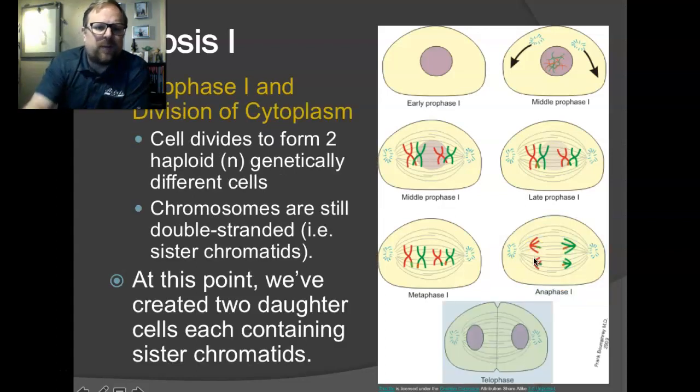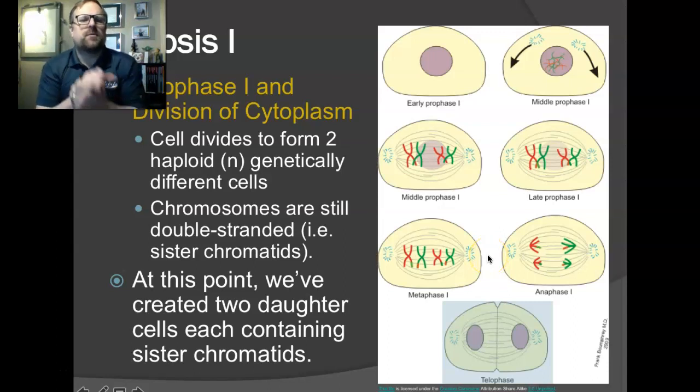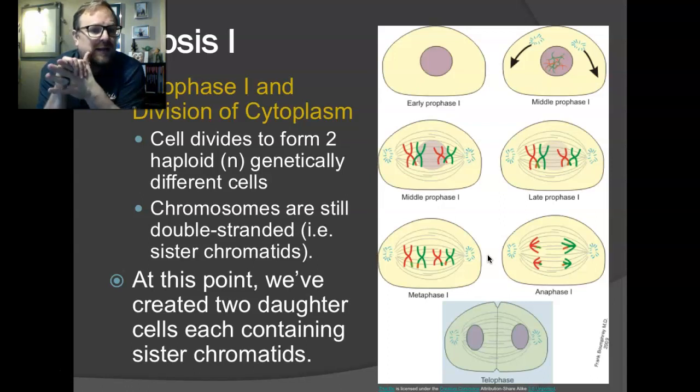Okay. In telophase and the division of cytoplasm, the cell divides to form two haploid, genetically different cells. So now we don't have pairs of chromosomes anymore. All that's left are pairs of sister chromatids. So the chromosomes are still double-stranded. So right now we still have too many chromosomes going on. It's just that they're not paired anymore.